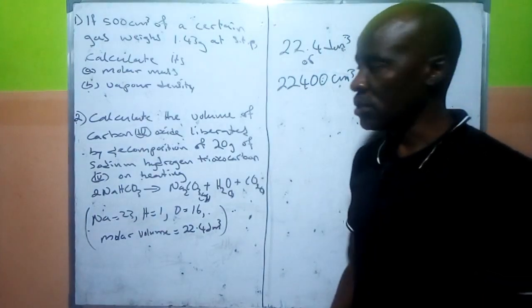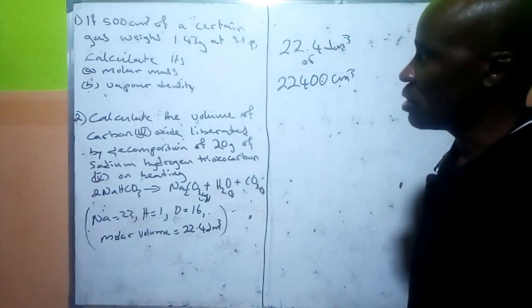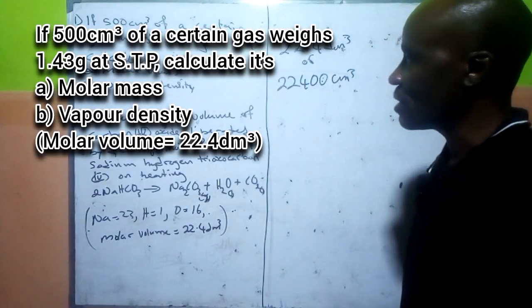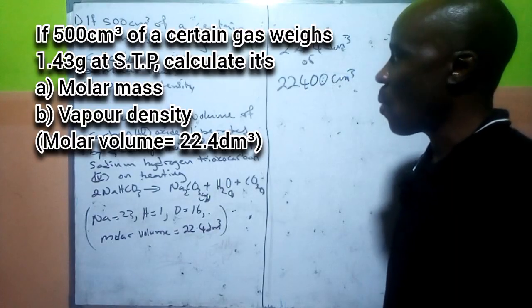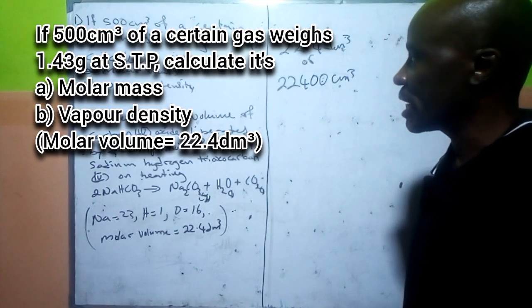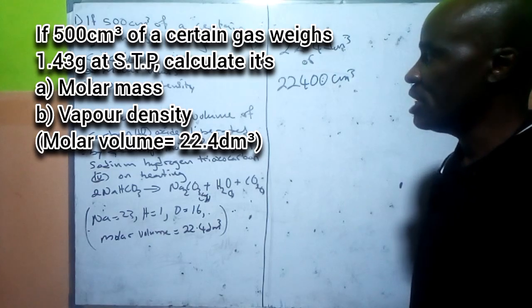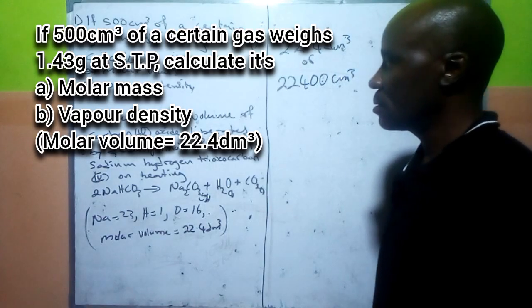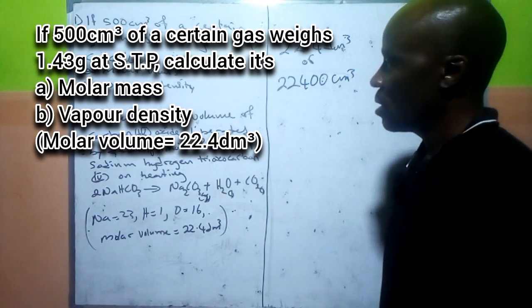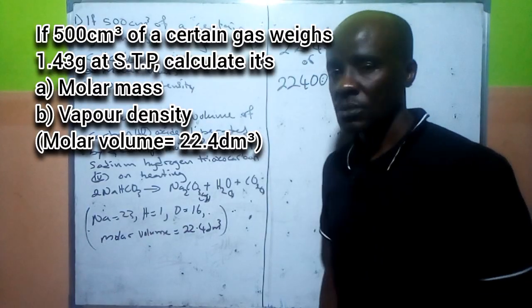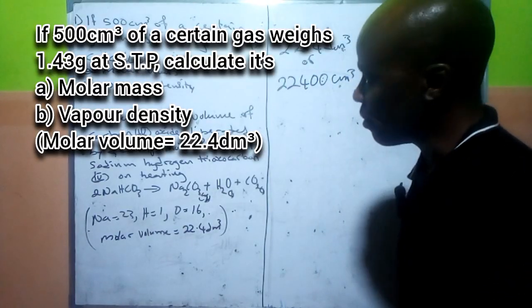So we have a question on the board here. The first question says: if 500 cm cube of a certain gas weighs 1.43 grams at STP, calculate A, its molar mass, and B, its vapor density. So that's what we're going to start from.